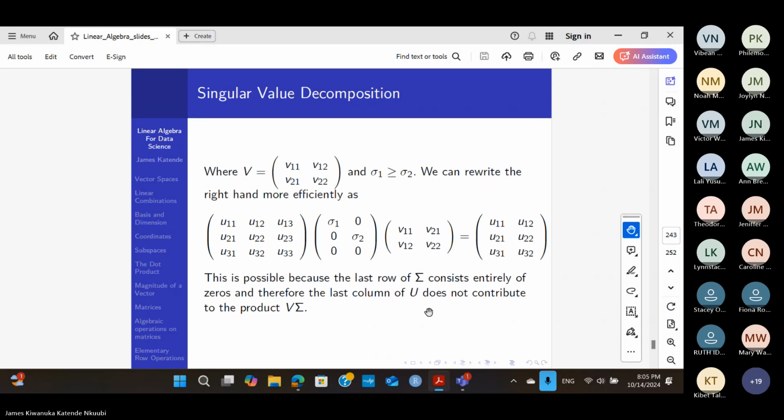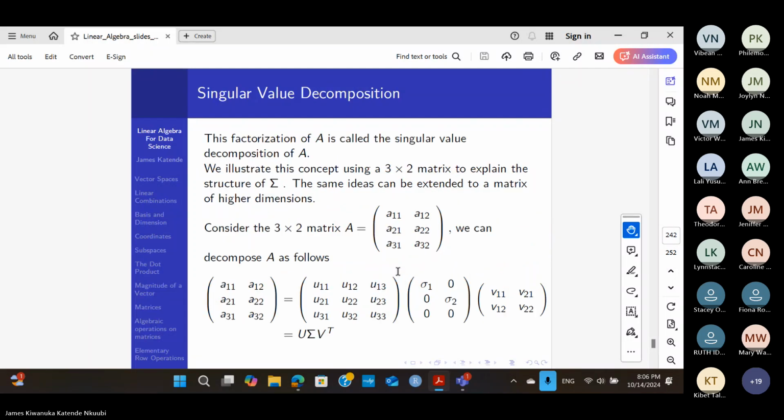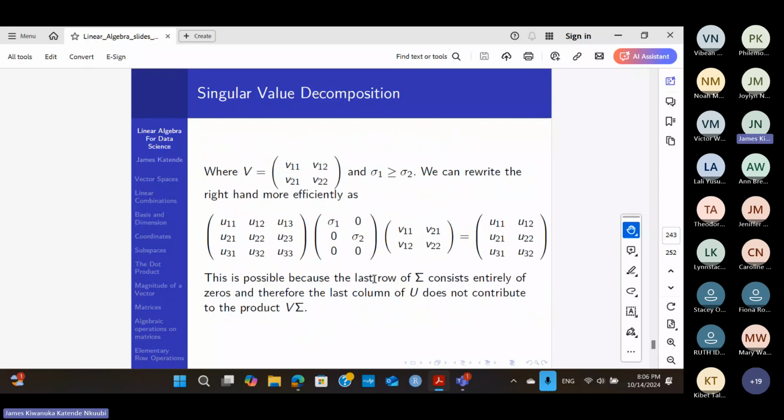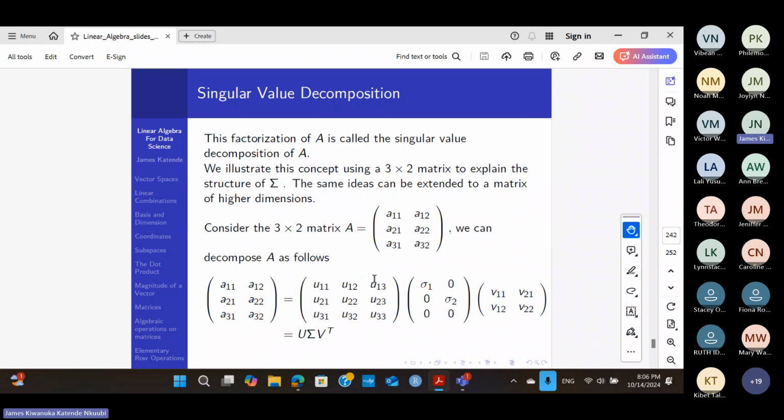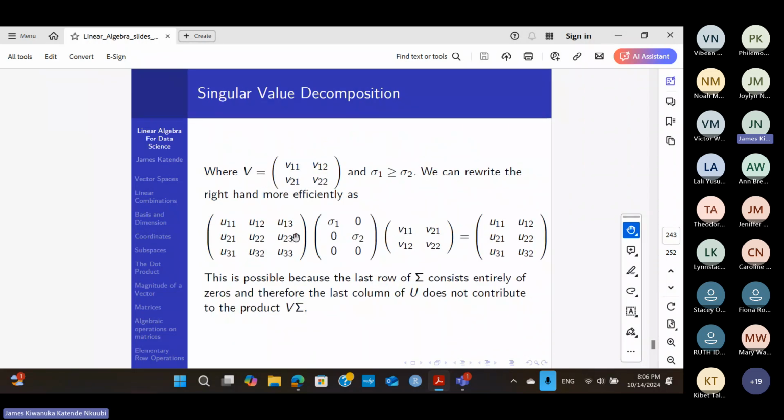Something I was supposed to leave out, but I have not. There is something called the thin singular value decomposition. This first version I showed you was a full singular value decomposition. This second one is supposed to be a thin singular value decomposition.